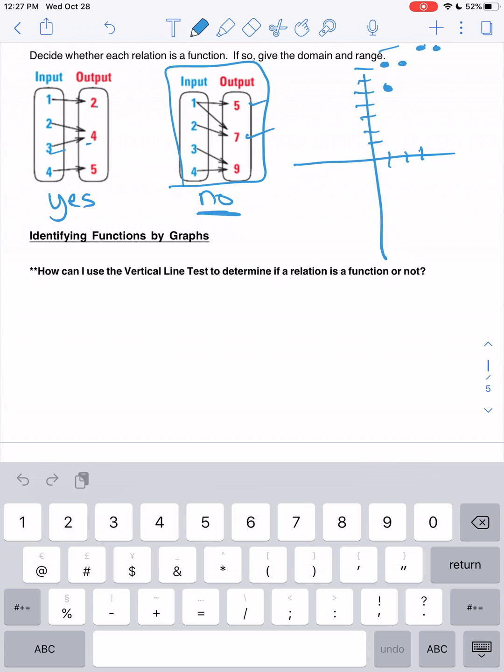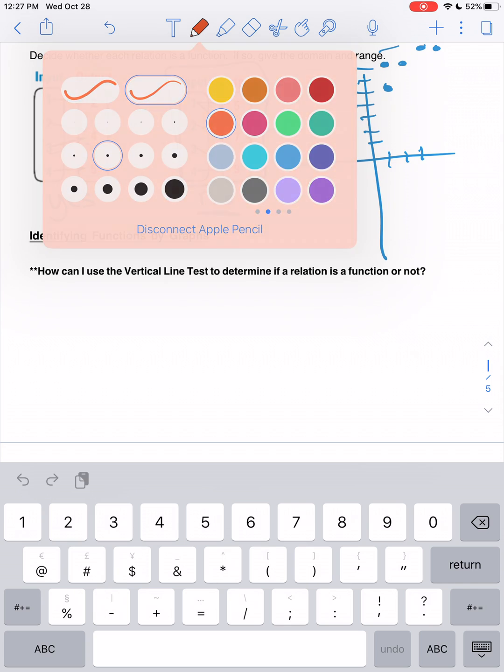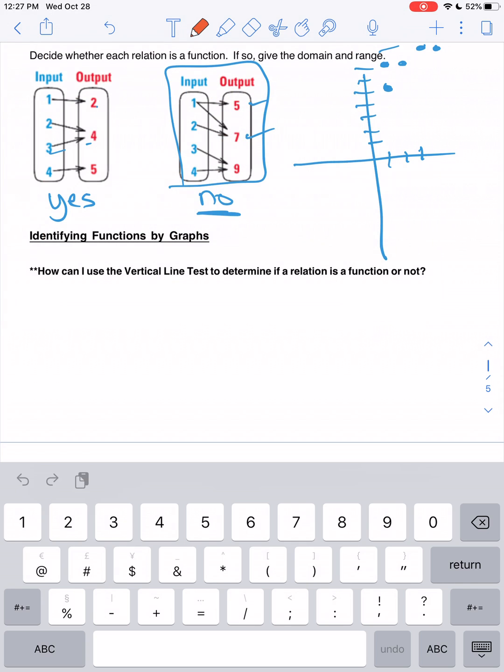You could see if I would draw a vertical line through that, I'm going to hit those 2 points right there. So anytime if you draw a vertical line and you hit 2 different points, that's a problem. That's saying for each x value you got 2 or more y values. So this fails the vertical line test because we know it wasn't a function.